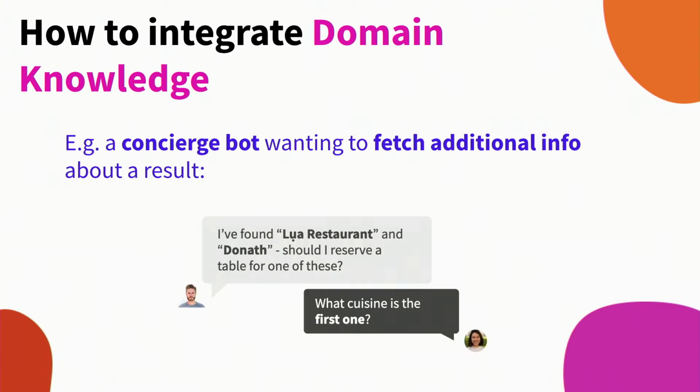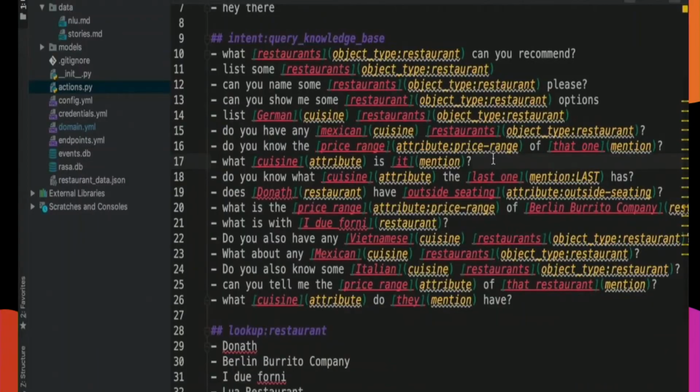If we take a look here, the bot, in this case, said, I found Lua restaurant in Dana. Should I reserve a table for one of these? And the user answers, what cuisine is the first one? And that's actually a tricky response, right? You need to figure out what first one means, which restaurant that is referring to. And you also need to query an attribute for that particular restaurant. This is pretty common in dialogues, so we wanted to make that easier.